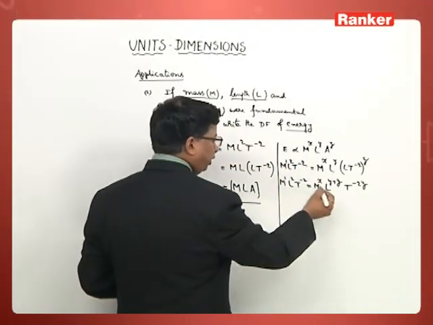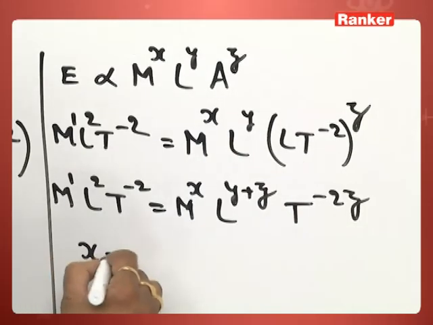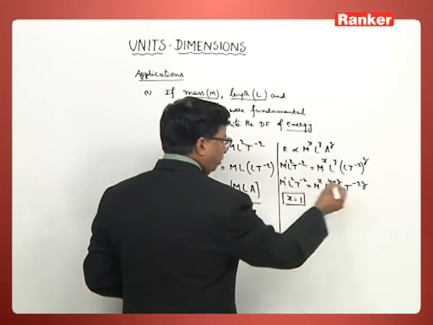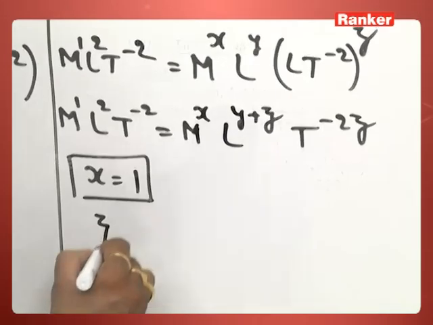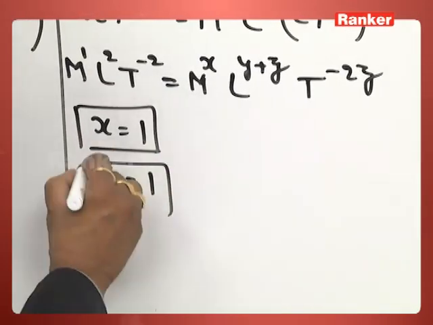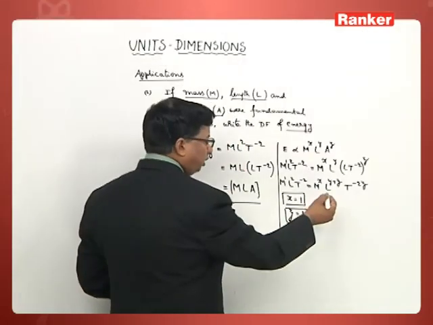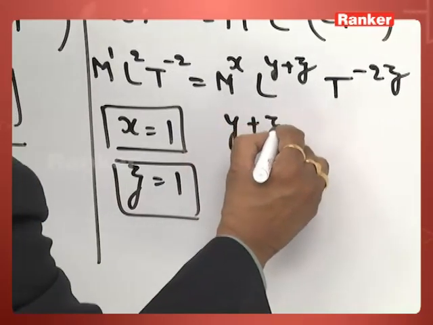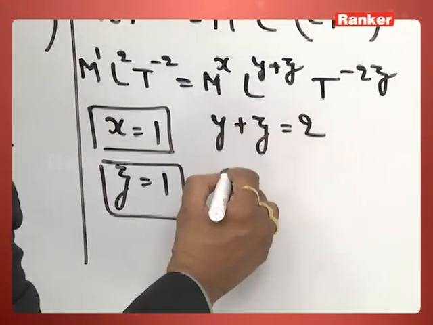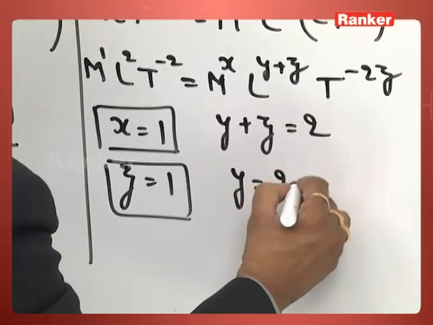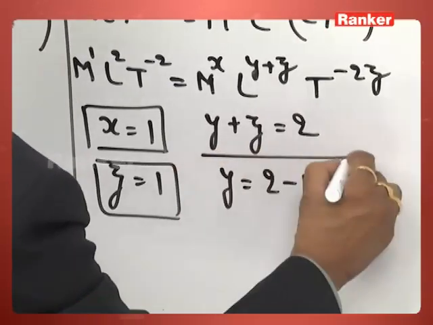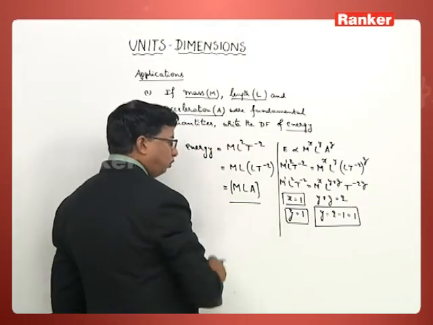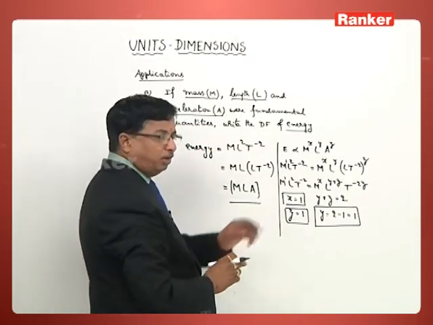Now, come on, equate the powers of mass. You will be getting the value of x as 1. Equate the powers of time. You will be getting the value of z as 1. Equate the powers of L now. It is y plus z is equal to 2. Then y is equal to 2 minus 1. That also will be 1 again. So, I have got x as 1, y as 1 and z also as 1.